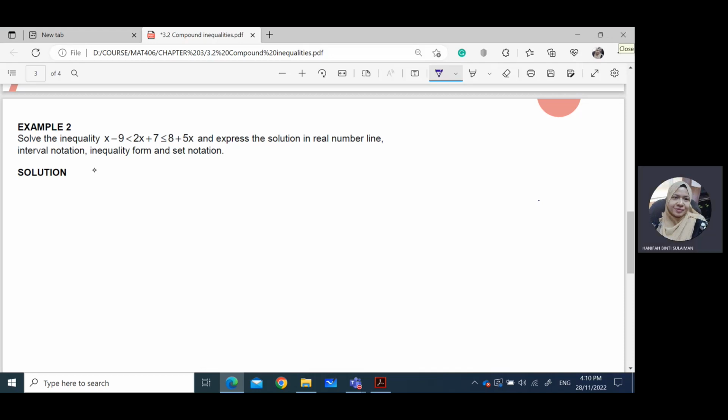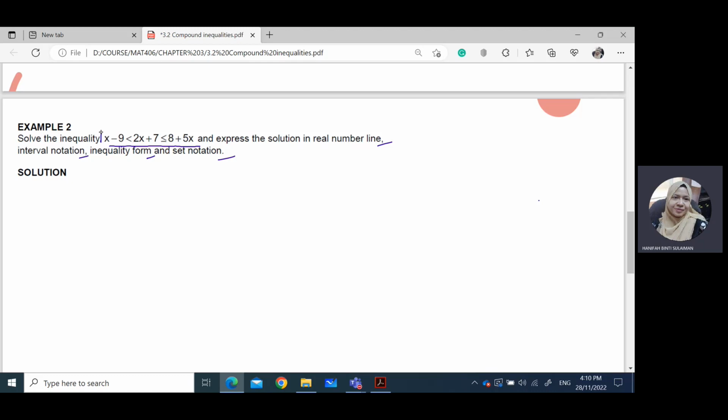Okay, so now look at this example for compound inequality. In this example, we need to solve the inequality x minus 9 less than 2x plus 7 less than or equal to 8 plus 5x, and express the solution in real number line, interval notation, inequality form, and set notation. For this compound inequality, we have two situations.